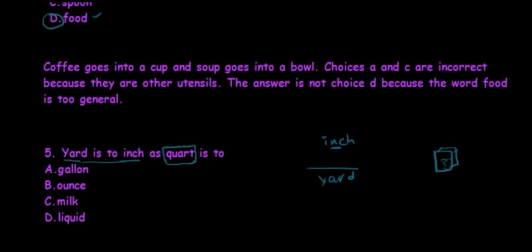So it's like a big thing to a small thing. That's measuring length, but this is measuring the volume of something that's liquid. Gallon, yes, that's liquid. Measurement, ounce, yes. Milk is liquid, but it's not measurement. So I have to choose from gallon and ounce. So this has to be something big to something small.